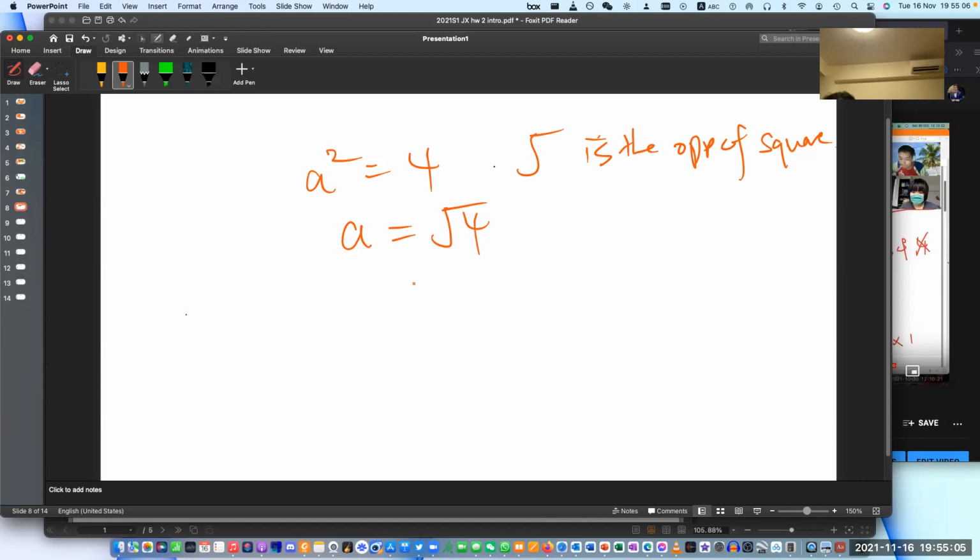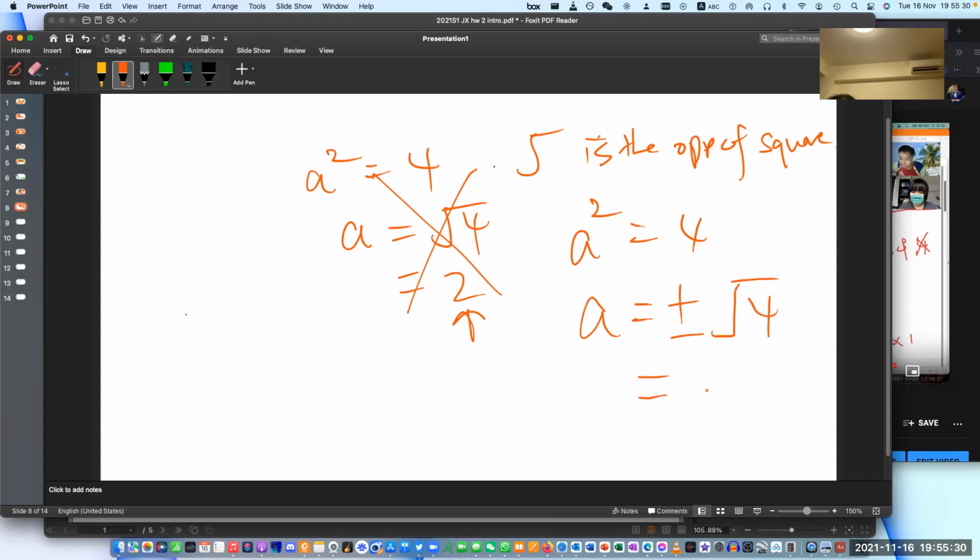And a lot of students miss out the other answer, because this is what you are going to get from your calculator. In fact, you need to do this. So this is only 50% correct. What you should do: a squared equals 4, so a equals plus minus square root 4. If you continue, you're going to get 2 or negative 2. And I'm going to show you why you get two answers instead of just one, which is wrong or partly correct.